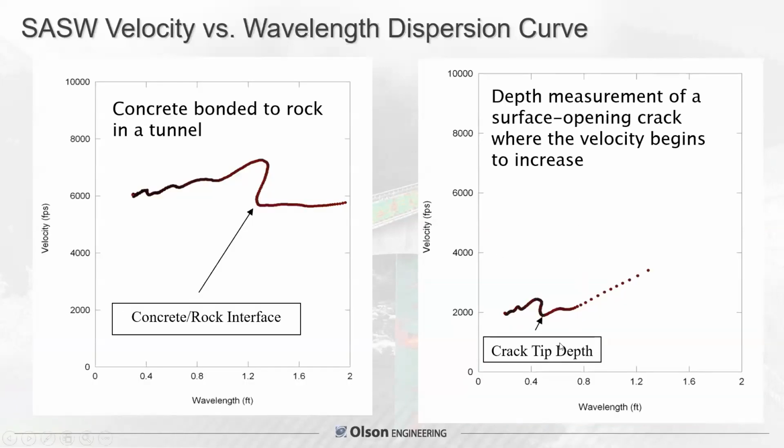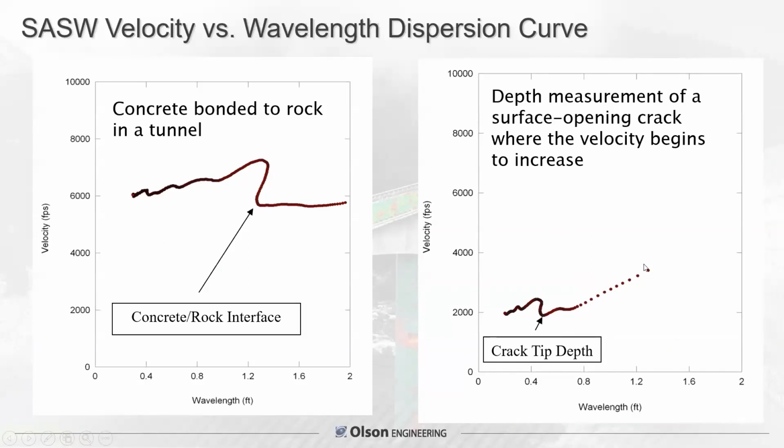The one on the right shows the crack tip depth. Here you've got a plot of velocity from 0 to 10,000 feet per second, and it goes from 0 to 2 feet in wavelength. The actual data is in this particular spacing around 1.3 feet. But you can see the velocity is relatively slow, around 2,000 feet per second. Then it starts to increase at about 0.45 feet in depth.